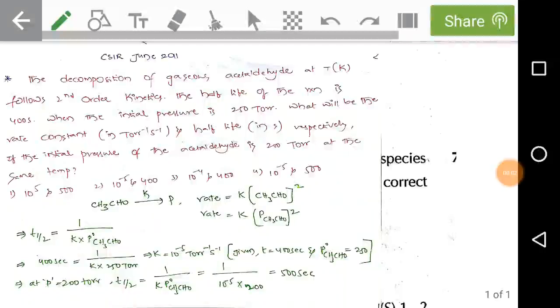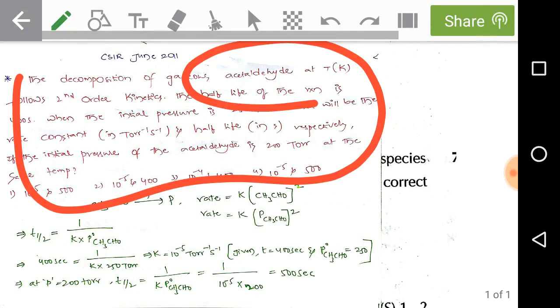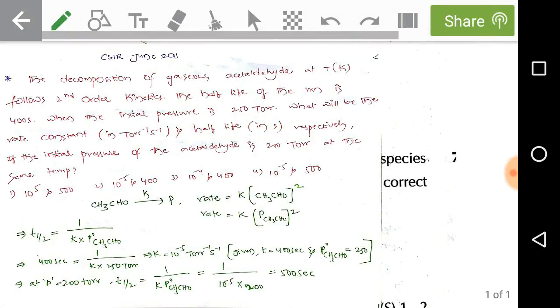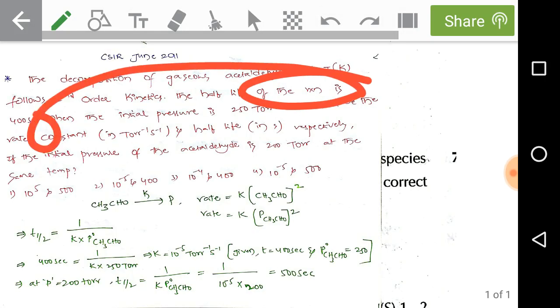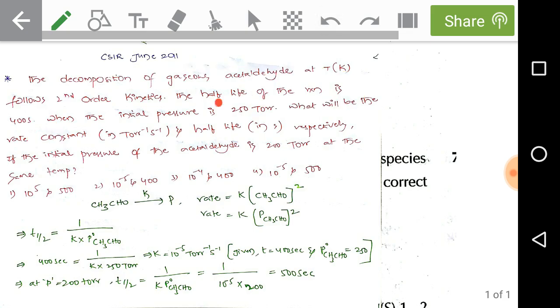Hi, now we are analyzing CSIR June 2011 Chemical Sciences. Just look at the given problem. The decomposition of a gaseous aldehyde at a temperature in Kelvin follows second order kinetics. The half-life of the reaction is 400 seconds when the initial pressure is 250 torr.